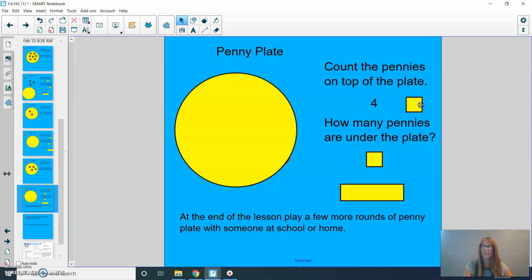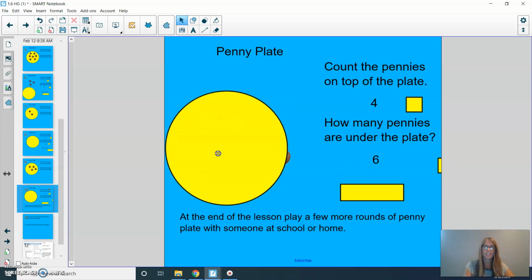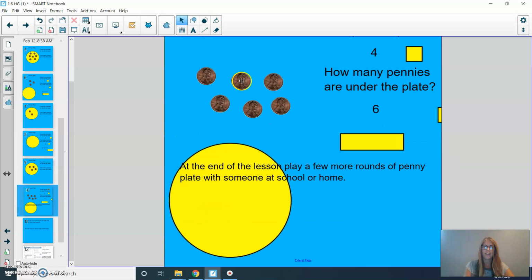Again, we know that there's 4 on top. And so underneath the plate, there should be 6. Let's check. There they are. 6 pennies are under the plate. We know this because 10 minus 4 is equal to 6, or 4 plus 6 is equal to 10.